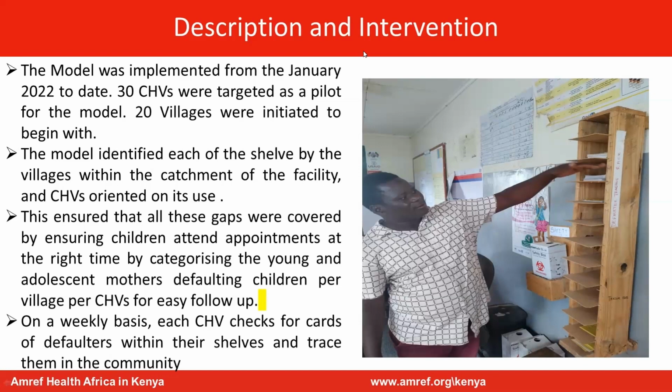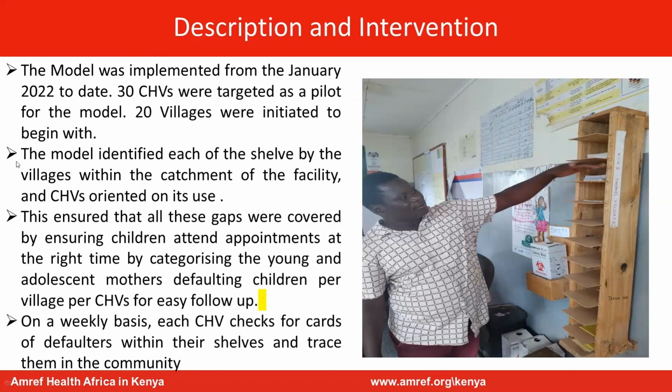Their mandate is ensuring that every specific month, these young mothers get all the immunizations, both for the children and for themselves. Sorry about the breakup. What I was explaining is that this model identified each shelf per village. CHVs were mandated to man a specific shelf, and this shelf had cards assigned to adolescents and young mothers. On a weekly basis, each CHV checks the cards to make sure there are no defaulters. If there are, they have to make sure they track the defaulter. The good thing with this shelf is that it gave details of every young mother who delivered in that specific village, whether they traveled or not. They can track the child and make sure they get the immunizations.